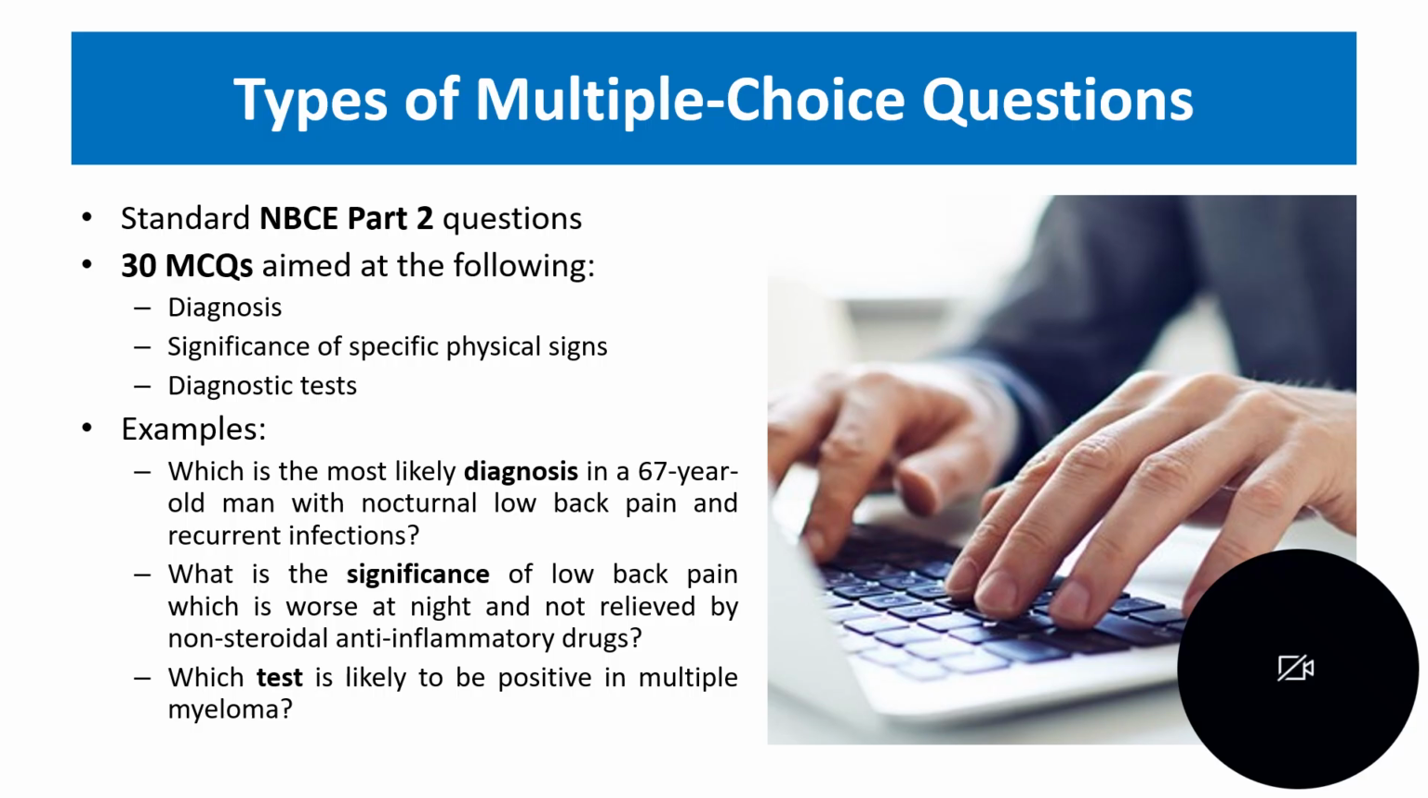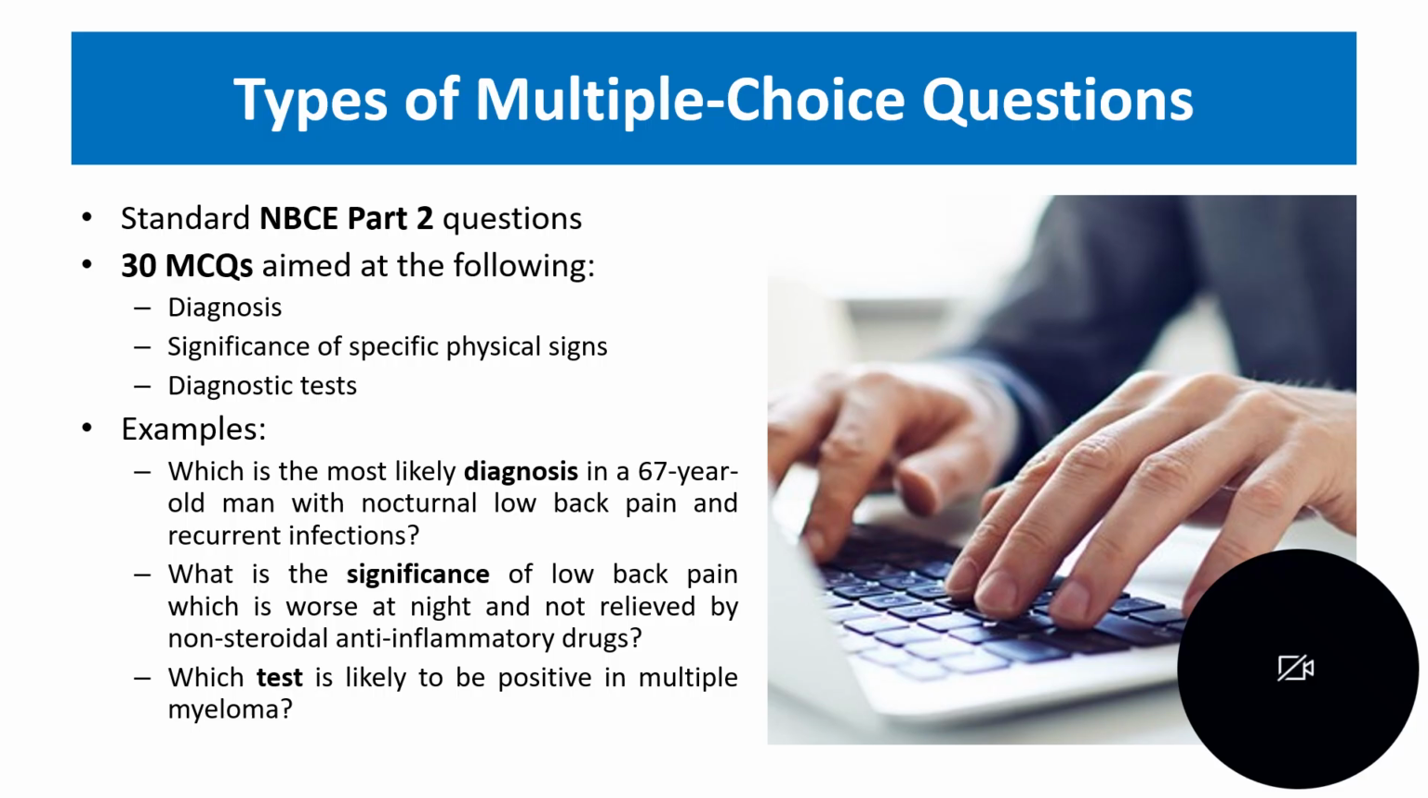And finally, an example of the diagnostic test question. Which test is likely to be positive in multiple myeloma? If you were wondering what were the answers to these 3 questions, the answer to number 1, which is the most likely diagnosis in a 67-year-old man with nocturnal low back pain and recurrent infection, the answer is multiple myeloma.